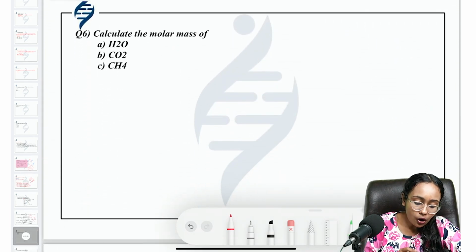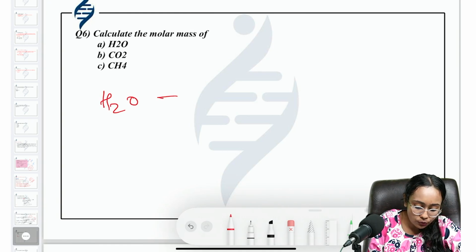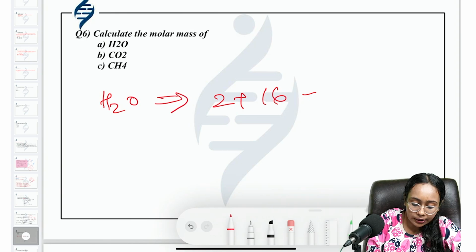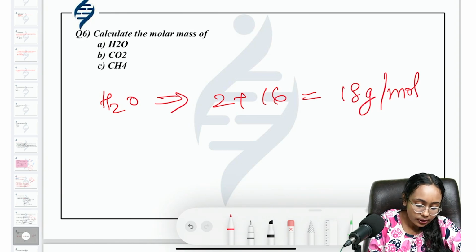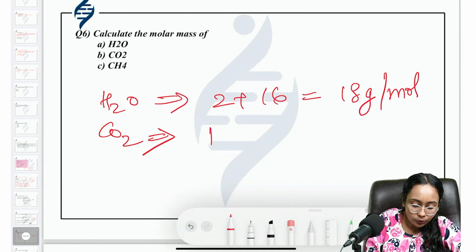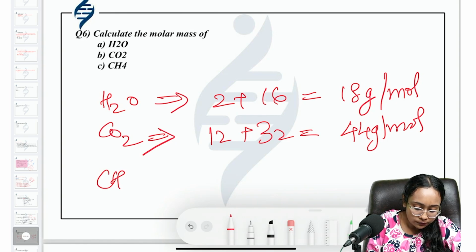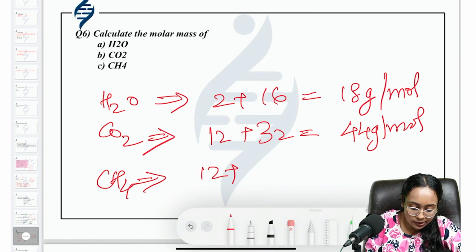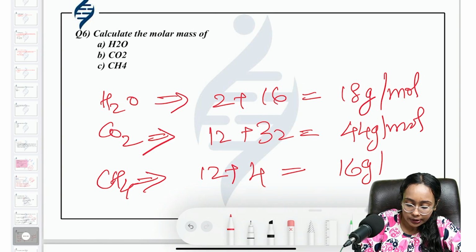Calculate the molar mass of water, carbon dioxide and methane. H2O means 2 plus 16, right? 18 grams per mole. CO2: carbon 12 plus oxygen 16 into 2, 32. 32 plus 12, 44 grams per mole. CH4: carbon 12 plus 4 hydrogens, 4 into 1, 4. It is 16 grams per mole.